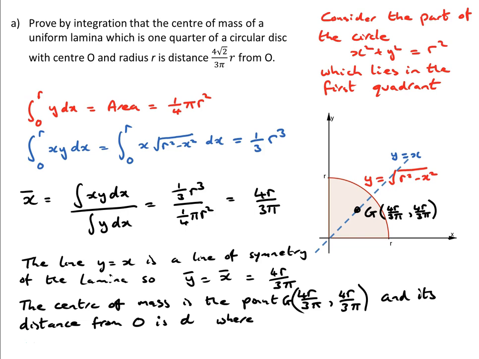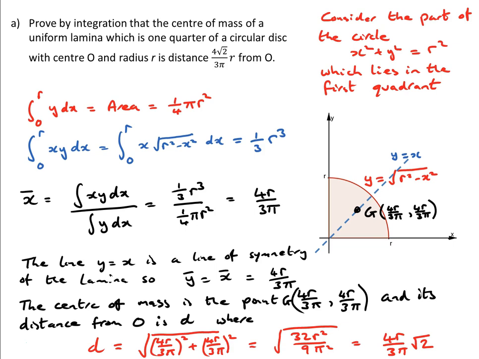And the distance of the centre of mass from the centre of the circle, which is the origin, is d, where d is the square root of (4r over 3 pi) squared plus (4r over 3 pi) squared. So that gives me the square root of 32r squared divided by 9 pi squared, which simplifies down to 4r over 3 pi times root 2, which is what we had to prove.